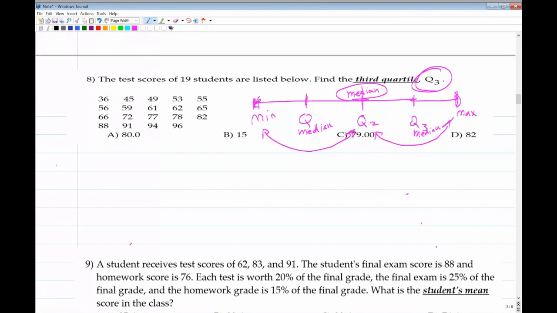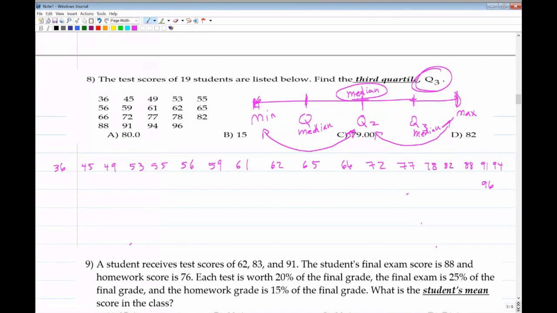Let's go ahead and list them on the number line: 36, 45, 49, 53, 55, 56, 59, 61, 62, 65, 66, 72, 77, 78, 82, 88, 91, 94, and 96.